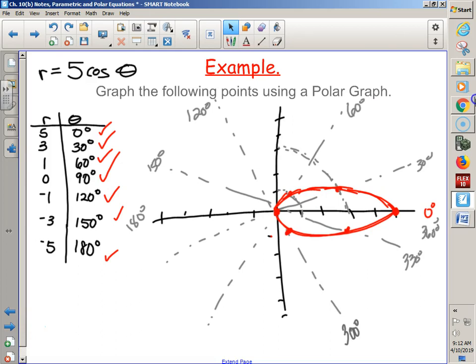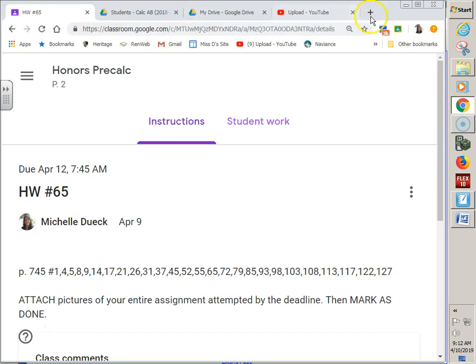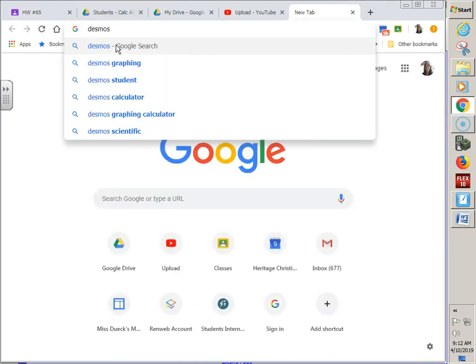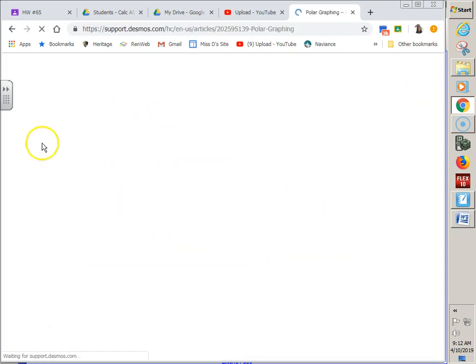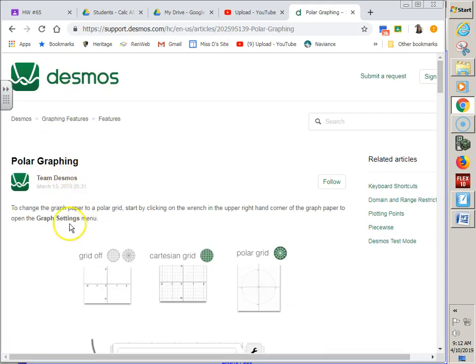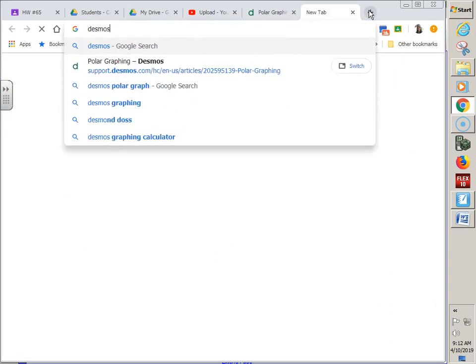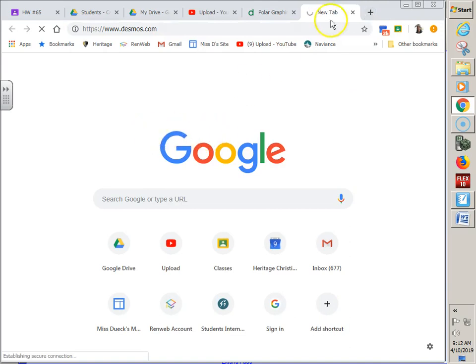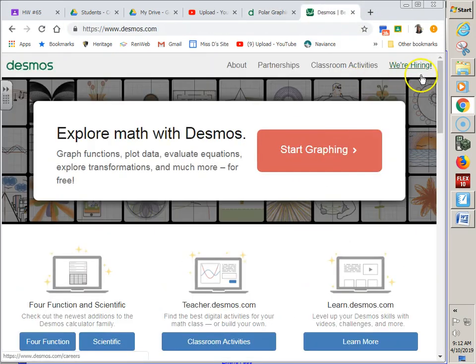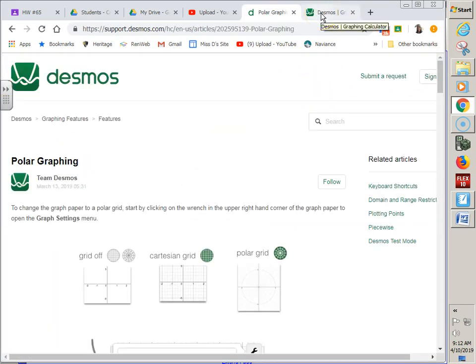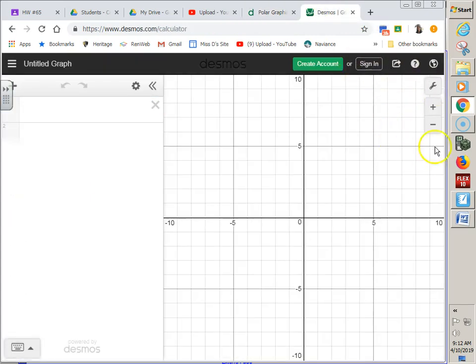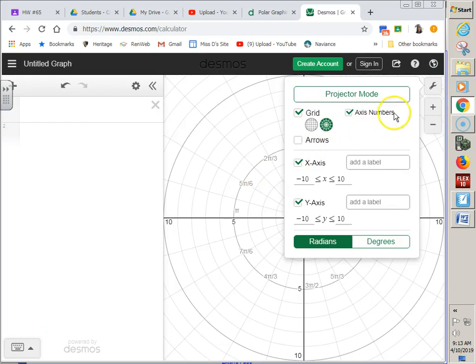Let me pull up Desmos real quick. I think Desmos does polar graphing. Let's see. Does Desmos do polar graphing? To change the graph paper to a polar. Okay. I can change to polar somehow. Oh, there we go. Polar.